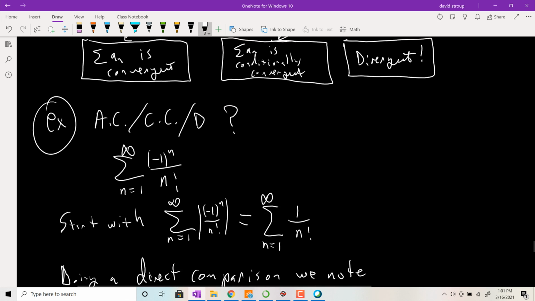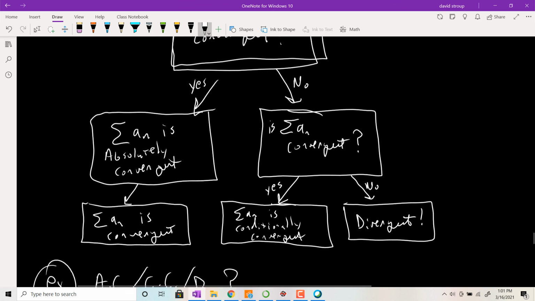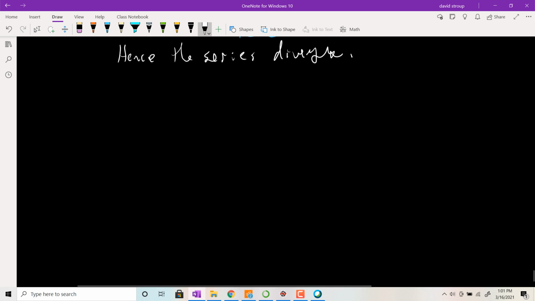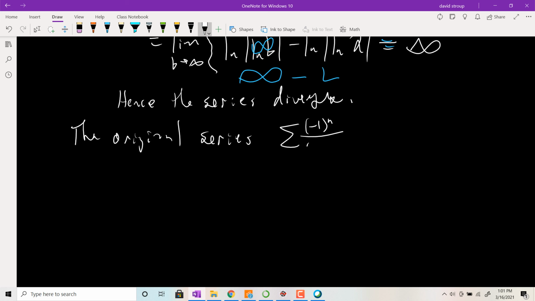So where are we on the flow chart? I've started with the series with the absolute value. It's not convergent, so now I go back to the original series and see if that's convergent. So this is like the second part now. The original series is alternating. It's the series (-1)^n over n ln n. So we do the alternating series test.